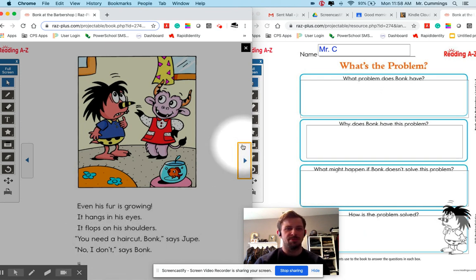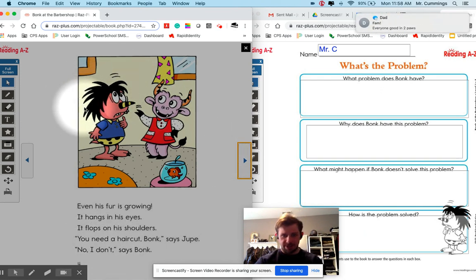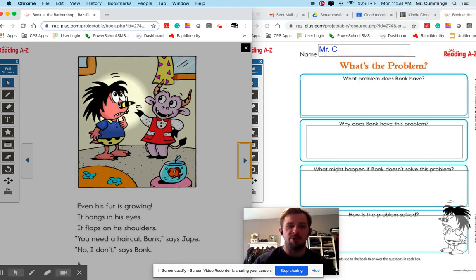No, I don't, says Bonk. Look at his hair. It's kind of like mine. It's pretty messy, right? Should we fix this? I can't go get a haircut, so I'm kind of like Bonk.